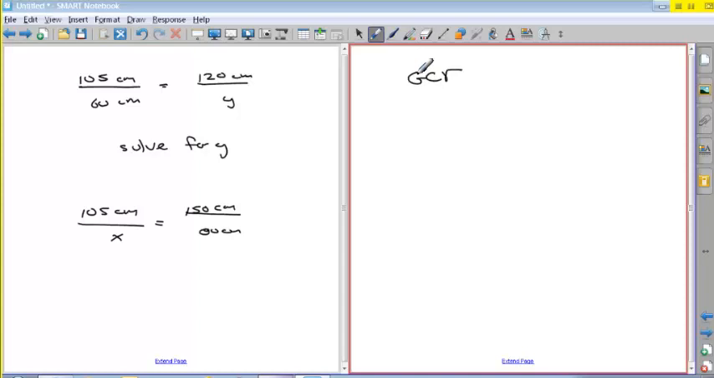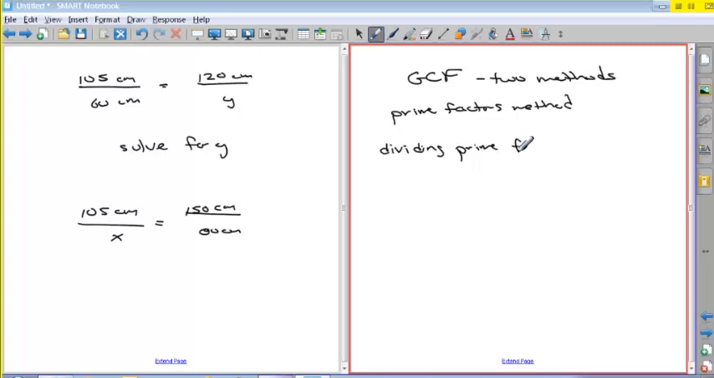Greatest common factor, using two methods that we did in the last test. If you didn't remember what the two methods are, actually there were three methods, but we're not going to do Euler's method. So it's the prime factors method and the dividing by prime factors method. You can look those up to see which one's which.